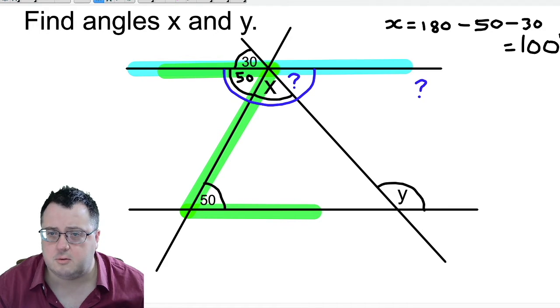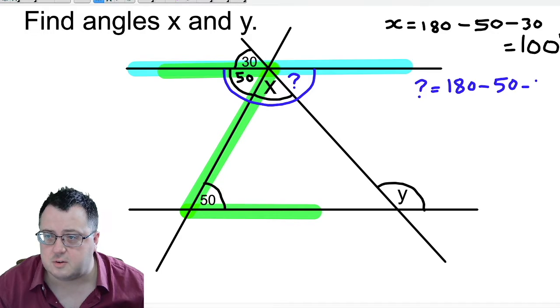Question mark would equal 180 minus 50 minus x, which we worked out to be 100 above, would be 30.